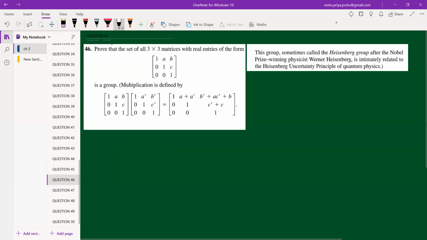So we have to prove that the set of 3 cross 3 real matrices of the given form is a group. So we have to show that this is a group.